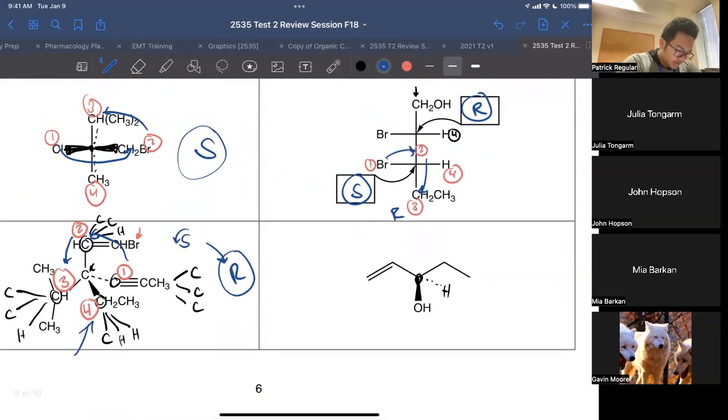Let's get this last one. All right. OH is 1, obviously. Hydrogen is 4, obviously. Now we have an ethene group and an ethyl group. Well, this has a carbon-carbon bond. This C-H-H bond is heavier, so this is going to be 2, 3. 1 to 2 to 3. That's R. And hydrogen, the fourth group, is dashed. So that checks out.